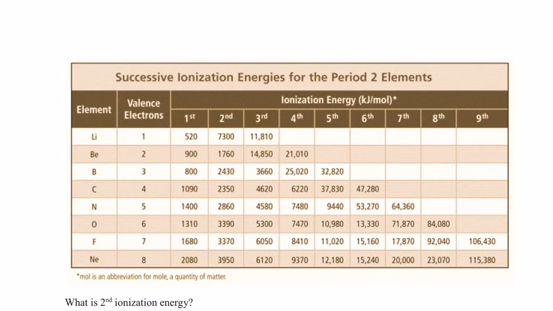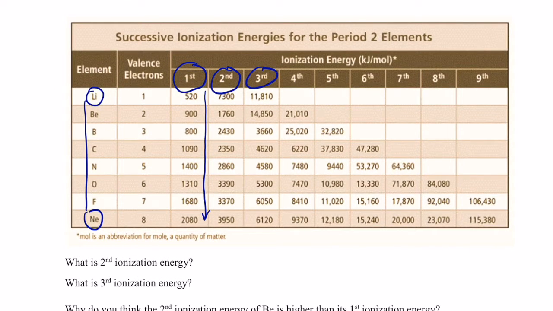Alrighty, now what I want to talk about today are successive ionization energies. So we've been talking about first ionization energies, and you can see in period number 2 from lithium down to neon that the ionization energy generally increases. Once again, that's due to the decrease in the atomic radius. What do you think second ionization energy means, or third ionization energy, or so on? Think about that for a second. What is second ionization energy?